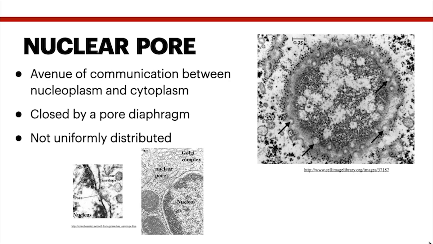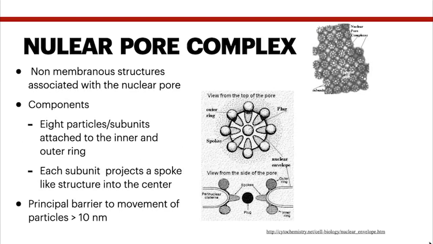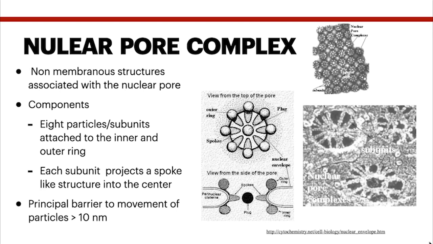It is not uniformly distributed and is closed by a pore diaphragm. In nuclear envelopes that have been isolated and viewed at high magnifications, the pores are found to be lined by 8 particles or subunits that project spoke-like structures into the center so that it looks like a wheel with 8 spokes from the top. At the center is a central plug. Note that in this image, one of the pores appears to be open in the center.